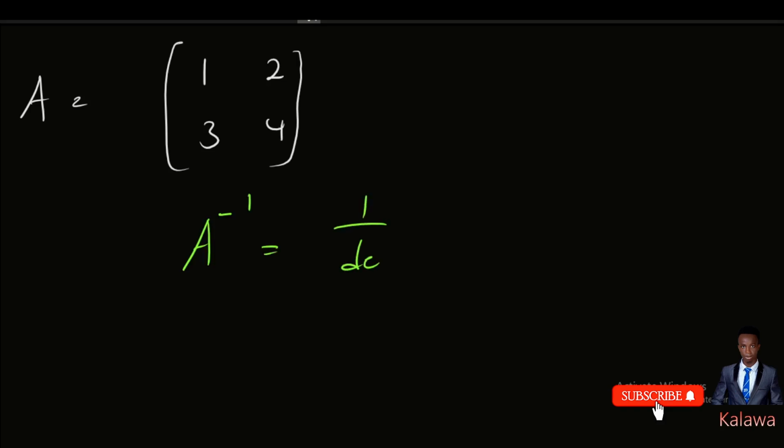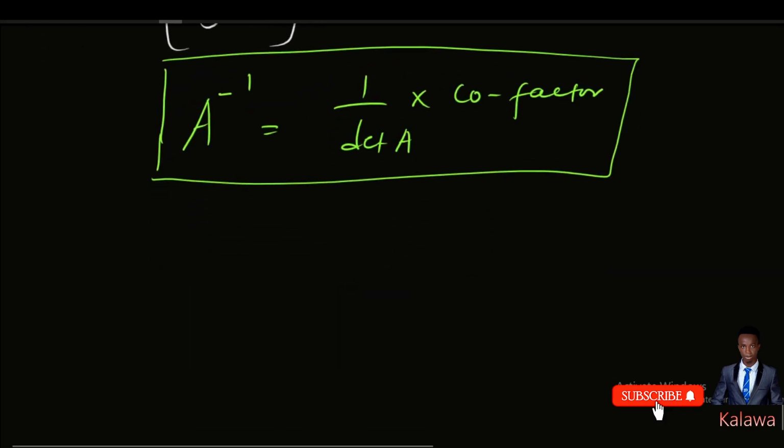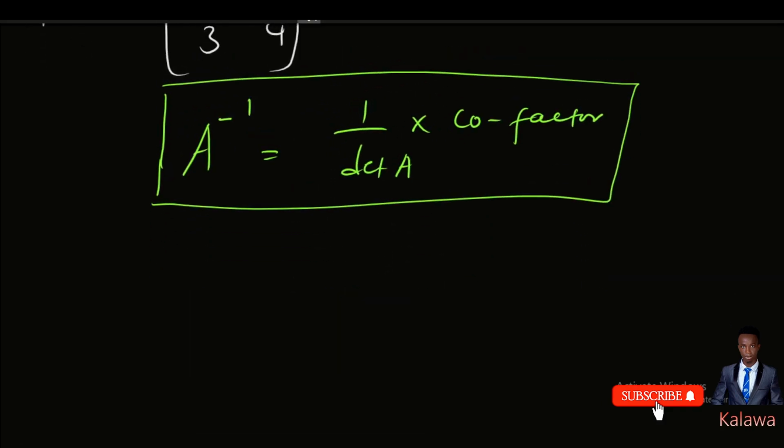So this is going to be the inverse of A equals 1 divided by the determinant of A multiplied by the cofactor. So always write down the formula. And then after you have written the formula, you find each element in the formula in order for you to arrive at your answer. So then let's find the determinant.